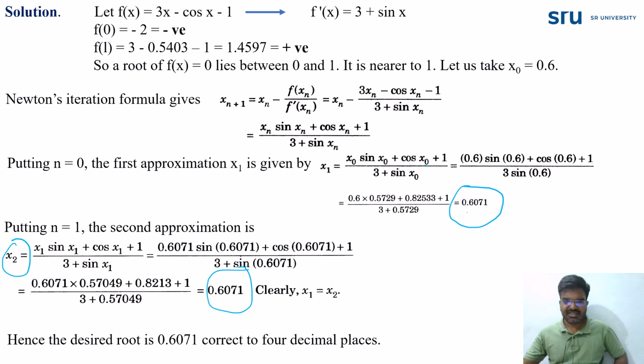And the final answer is 0.6071. So the better approximation of the root of the given equation is 0.6071.